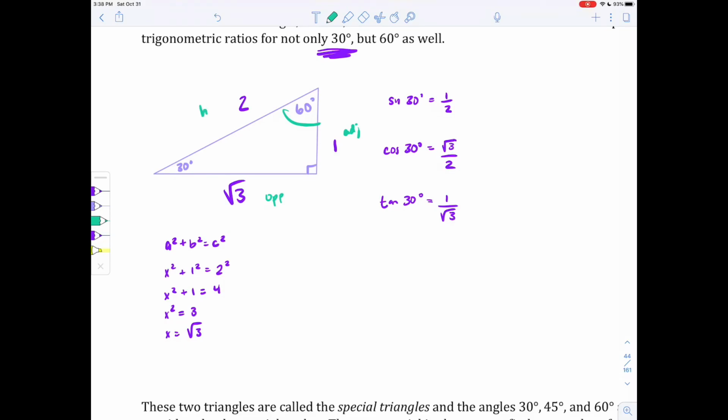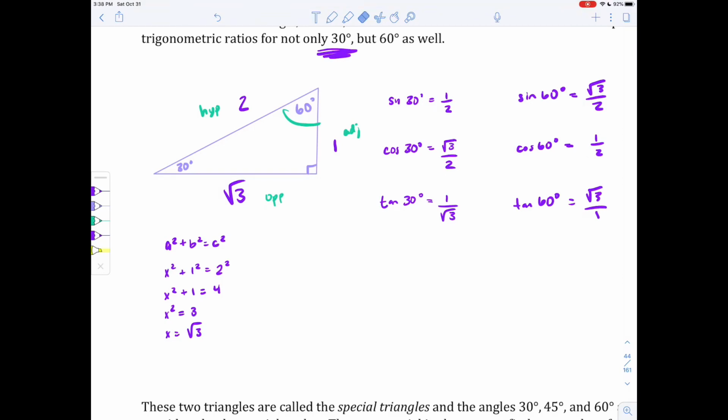So, going ahead and looking at these values, we have sine of 60 degrees being opposite over hypotenuse, being root 3 over 2. My cosine of 60 degrees being adjacent over hypotenuse will be 1/2. And the tan of 60 degrees being my opposite over adjacent will be root 3 over 1. But we can reduce that to just root 3.